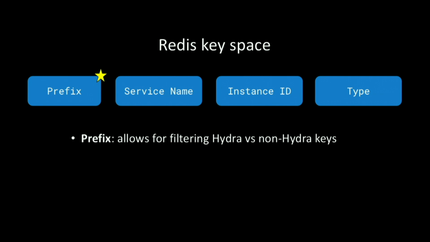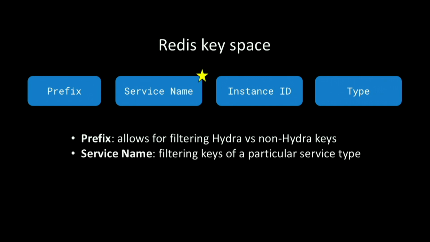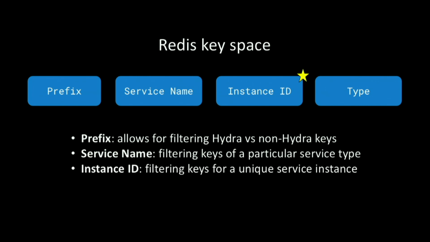The prefix segment allows for filtering Hydra versus non-Hydra keys. If you make heavy use of Redis, then being able to filter for specific keys is vital. The service name segment allows for filtering for a particular service type. Examples would be authorization, user, or image processing service. The instance ID segment allows for filtering keys by the unique service instance ID. When running microservices, you typically want multiple instances of a service type running. Each service instance is assigned a unique ID, and being able to differentiate between them is useful.